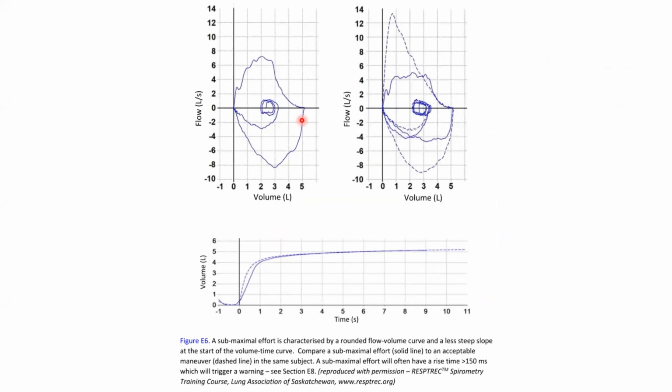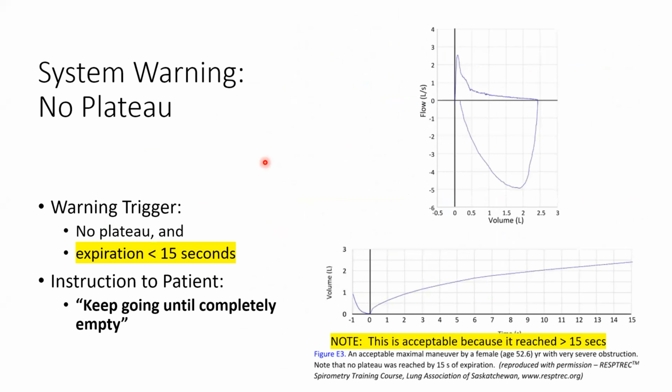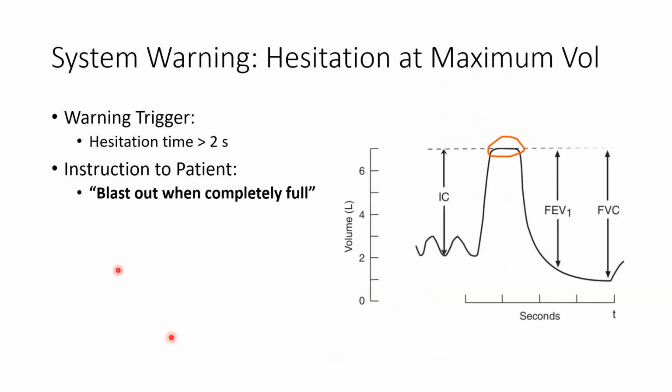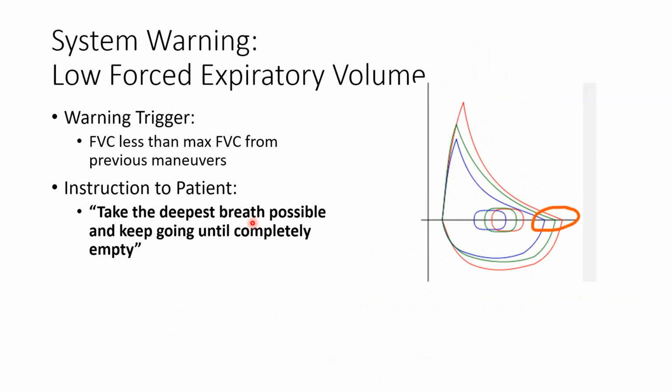You want maximal effort, nothing blocking. And if there's no plateau, the system should let you know, and you can still get to acceptability if you can carry it out for at least 15 seconds. Keep going until completely empty. The system should warn you if there's a hesitation at maximum volume. You want that less than 2 seconds. So you say blast out completely when full. Don't wait. No hang time up there.